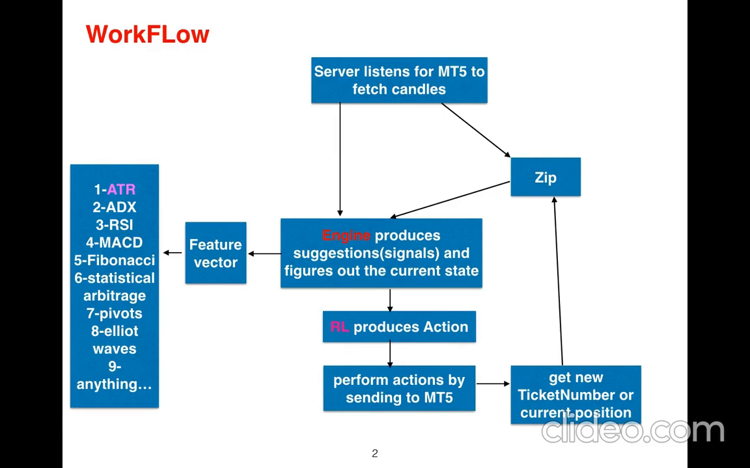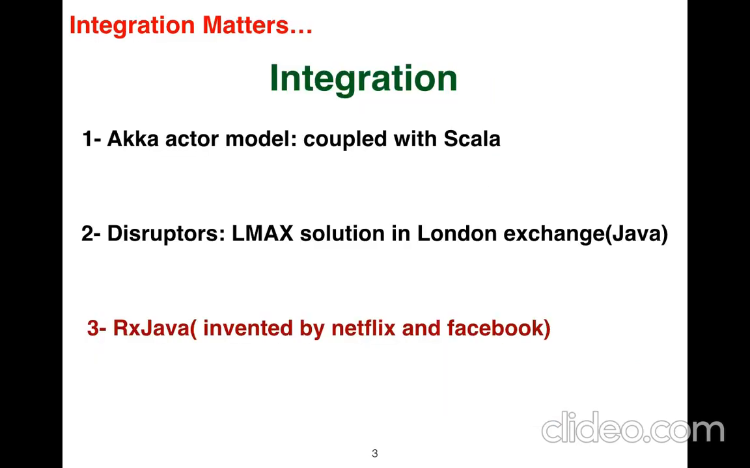So let's look at the feature vector. You could add ATR, average true range, average directional index, RSI, MACD, Fibonacci, statistical arbitrage, pivots, Elliott waves. So any solution that you have.